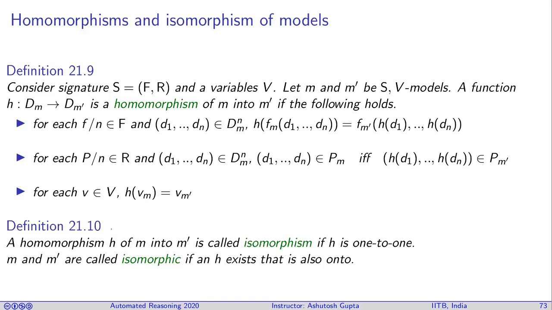A homomorphism is called an isomorphism if h is one to one. So there is no many-to-one situation, where two different points in one space go into one point; this is not allowed. Then we call it an isomorphism, and the models are called isomorphic if h exists that is also onto. So it covers everything, and it's not the case that some things are left behind. So that is called isomorphic.